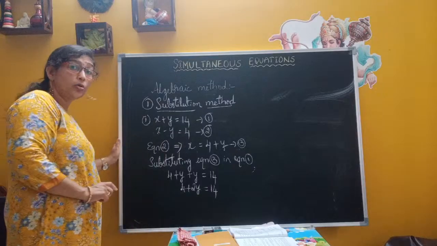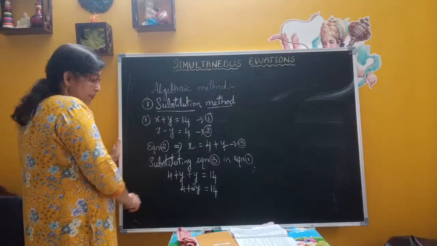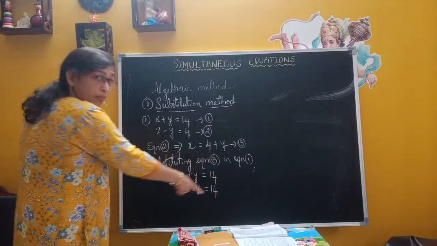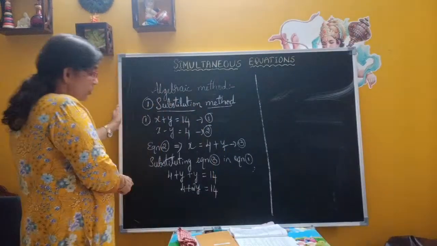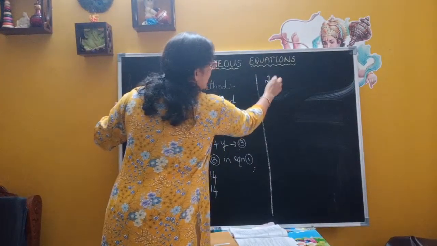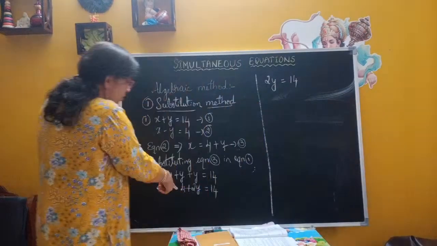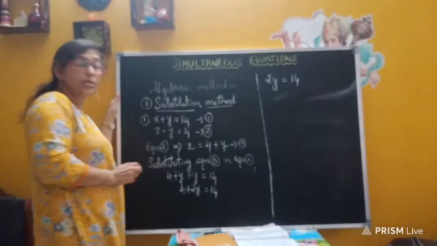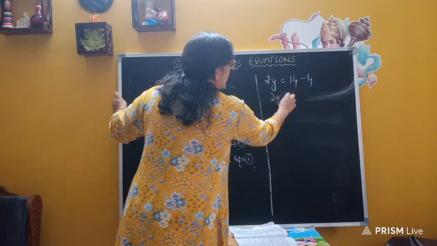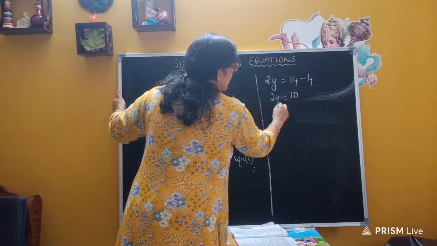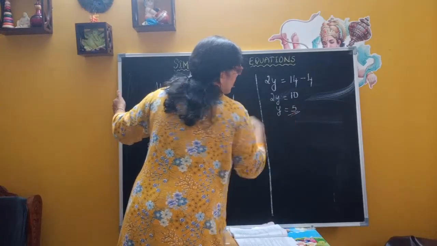Now all of you know how to transpose this. We need to keep 2y here itself in the LHS, and 4 should be taken to the RHS, or right hand side. So I write this now: 2y is equal to 14. This plus 4, when you transpose it to the RHS, becomes minus 4. So 2y is equal to 14 minus 4, which is 10. So y is equal to 10 by 2, it is 5. y is equal to 5.